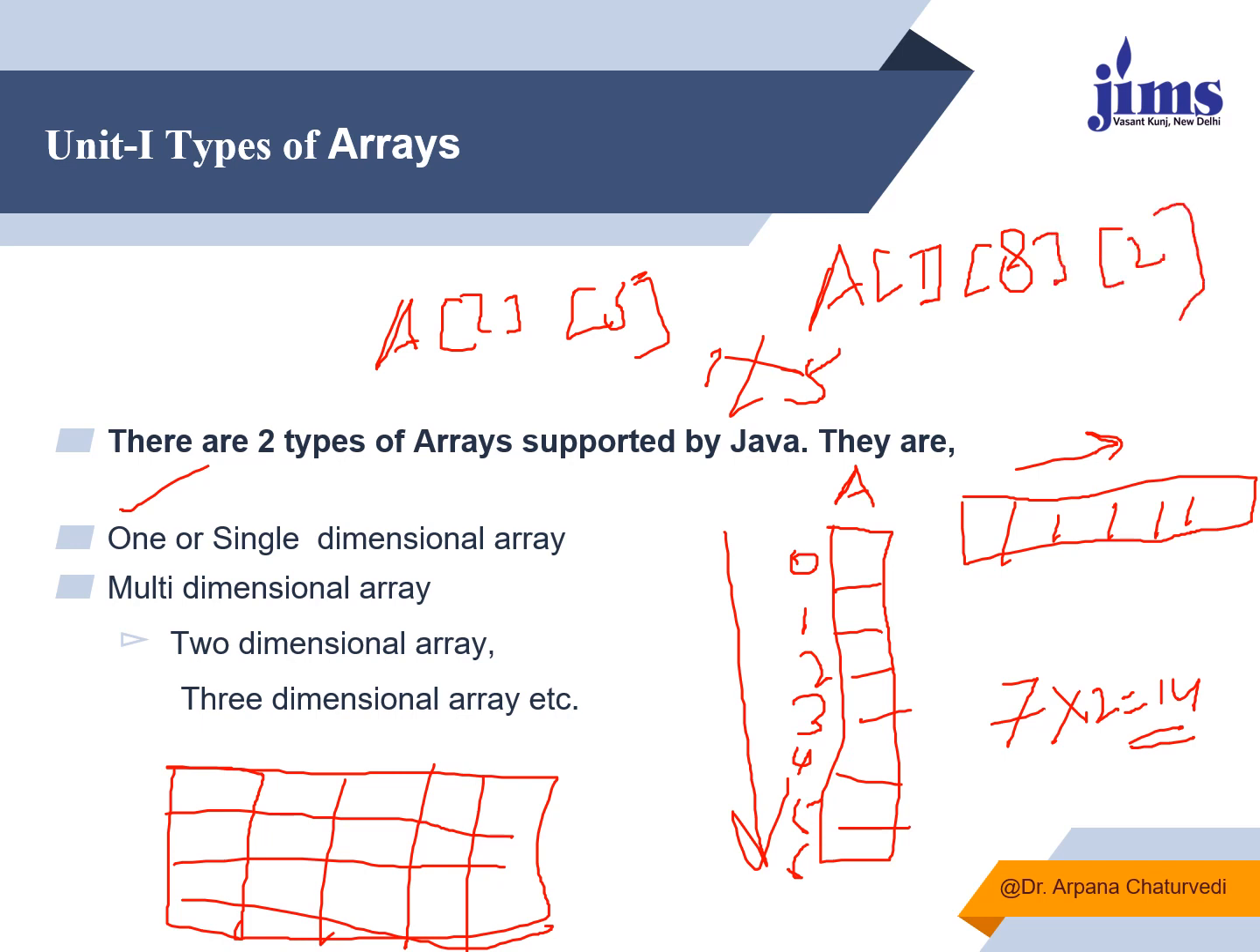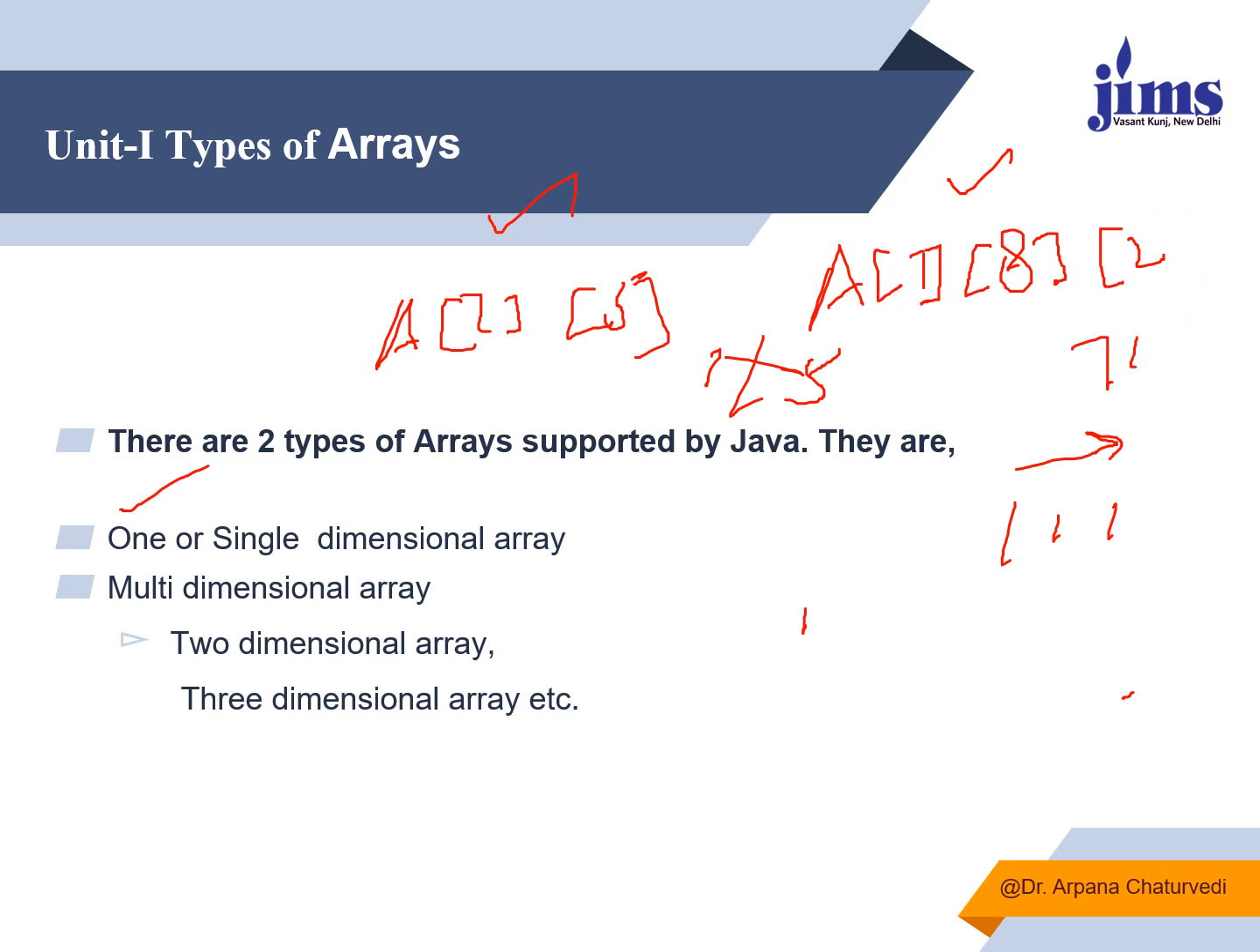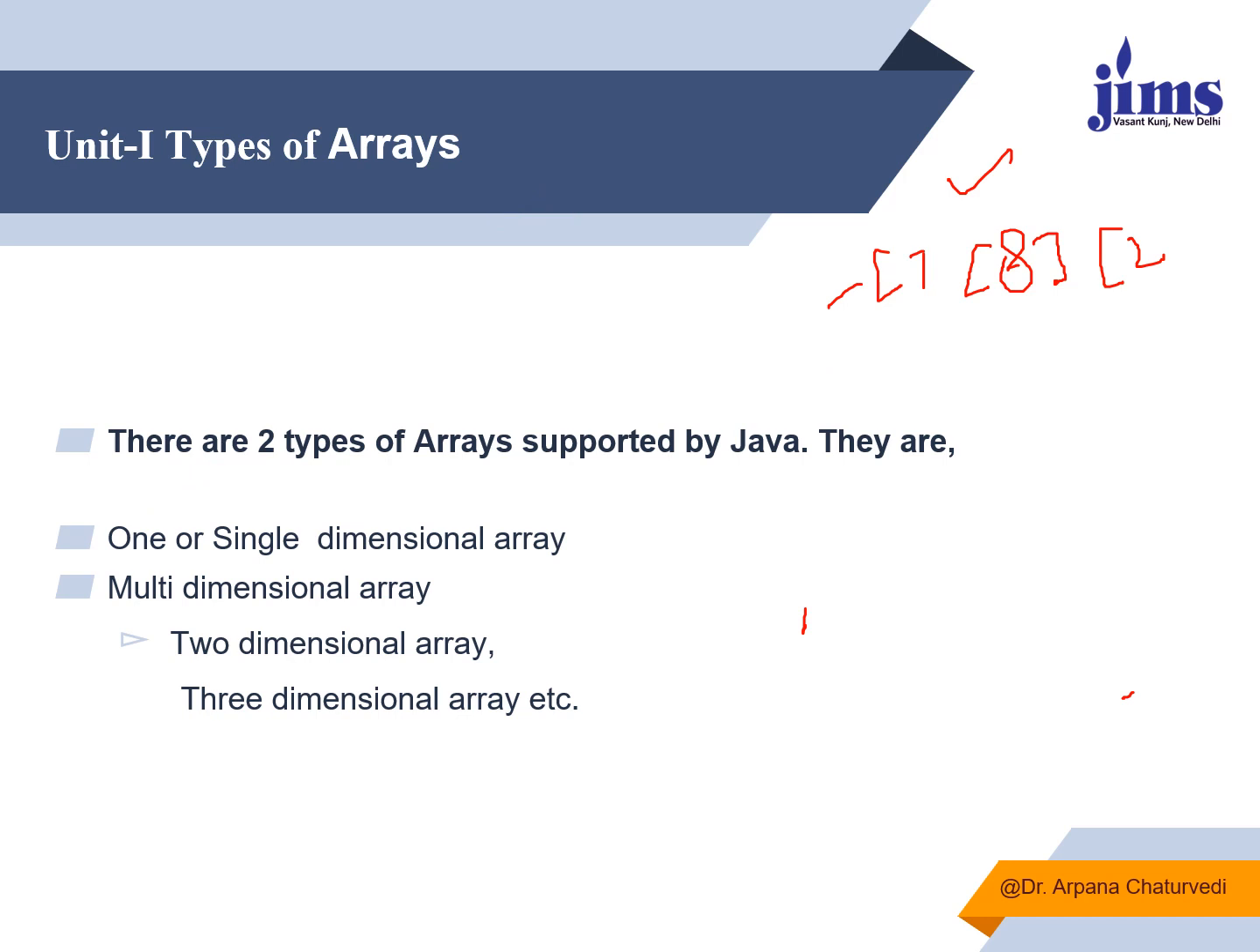and the total size will be 7 into 8 into 2. For this we will be using 3 for loops. For the 2 dimensional array we will be using 2 for loops to manipulate different values lying in different positions. In coming slides we will see all these concepts in much more detail. Let's move further.